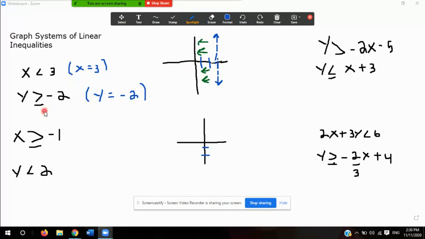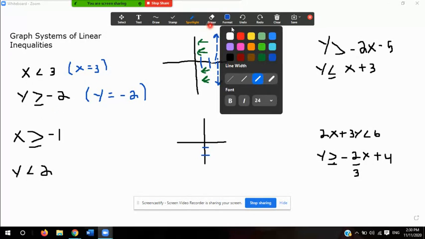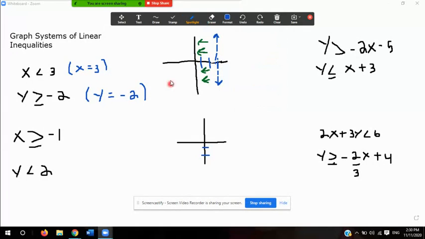Now, in our second inequality, it's saying y is greater than or equal to negative 2. And because y is greater than or equal to negative 2, that's saying that negative 2 is part of the answer. So I am not going to draw a dotted line like I did in the first inequality. I'm going to draw a line that is not dotted, a filled-in line, because what that's saying is that negative 2 is part of my answer. So we draw our line at negative 2 right here.